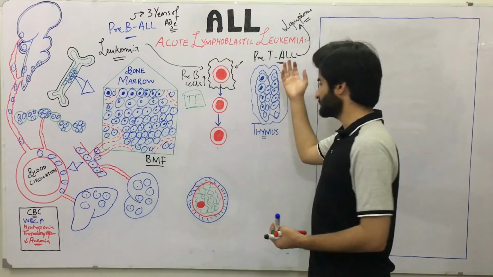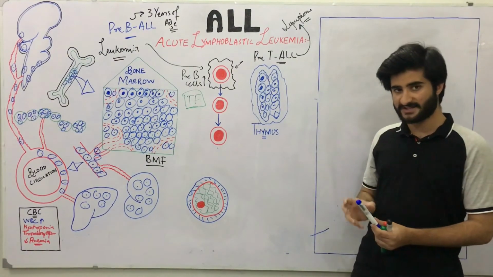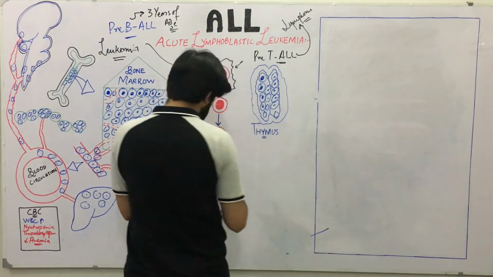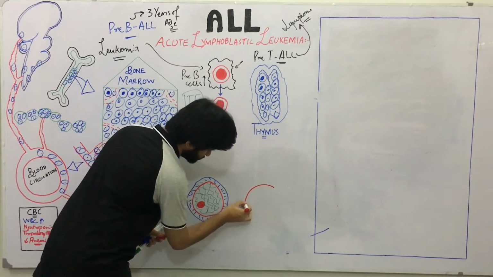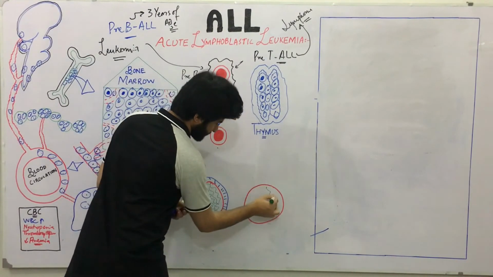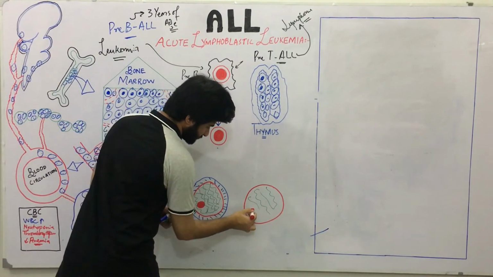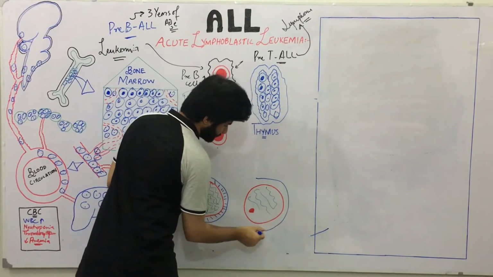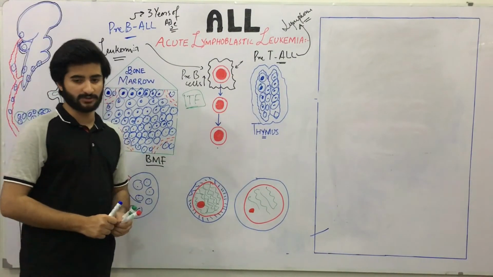So these precursor T cells and precursor B cells will look the same. Also, if we want to differentiate this condition from acute myeloid leukemia, the cells of acute myeloid leukemia are also similar. They also have fine chromatin, a nucleolus, and a basophilic cytoplasm. So how will we differentiate the cells of acute lymphoblastic leukemia from the cells of acute myeloid leukemia?